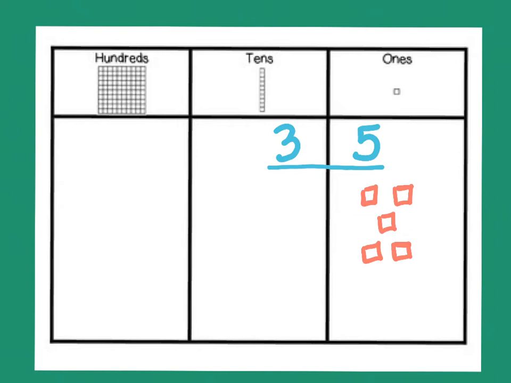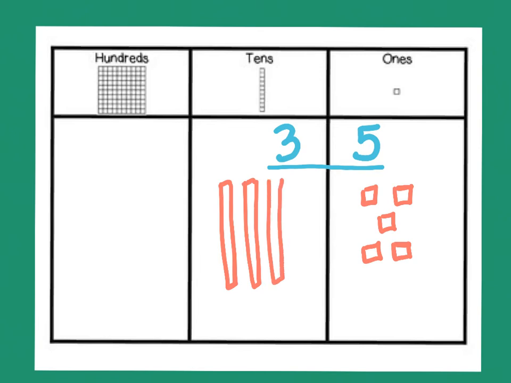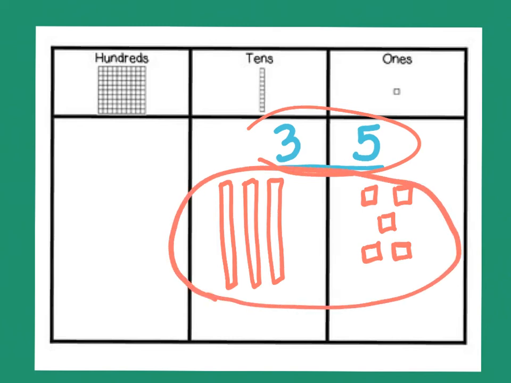Now I have a 3 in the tens place. So how many tens blocks do I have to draw? 3 tens blocks. 1, 2, 3. So now I'm showing my number 35 in 2 ways. I wrote it as a number. Then I also drew it as a picture with my base 10 blocks.